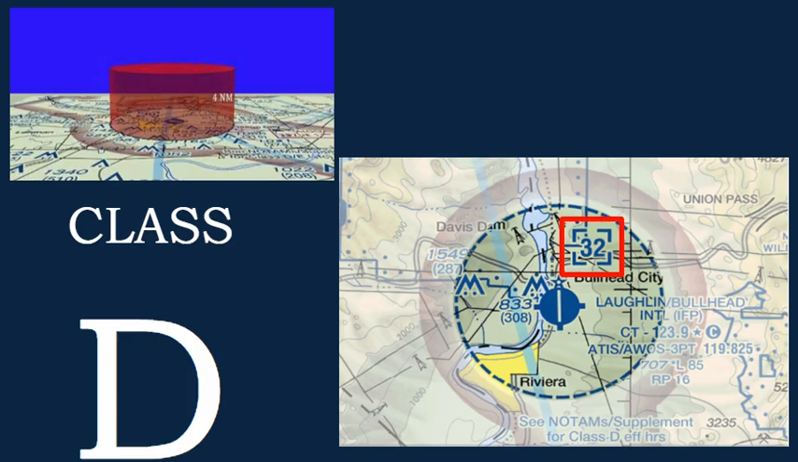Class D is identified by dashed blue lines. They are typically found around small tower airports, and they require authorization to enter. A bracketed number is found in Class D space, which represents the ceiling in hundreds of feet. A minus ceiling value indicates the surface up to but not including that value.